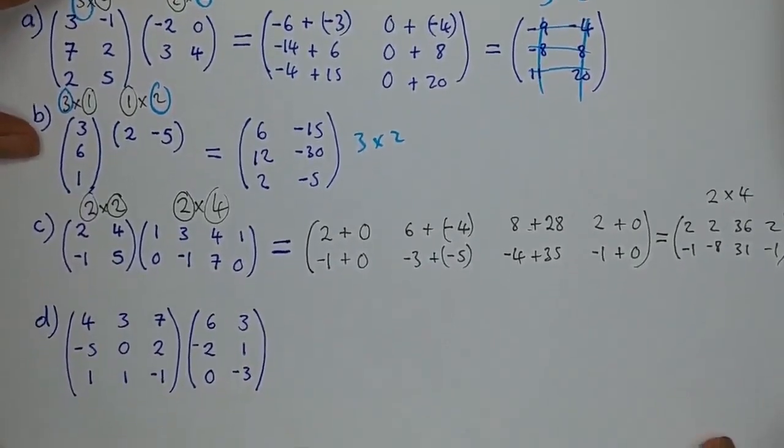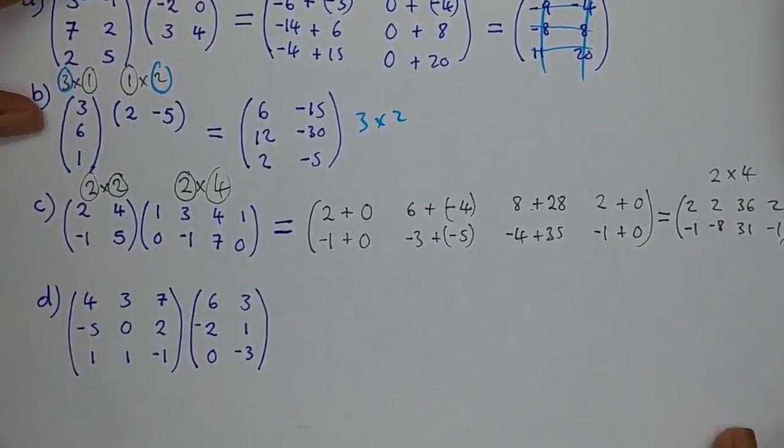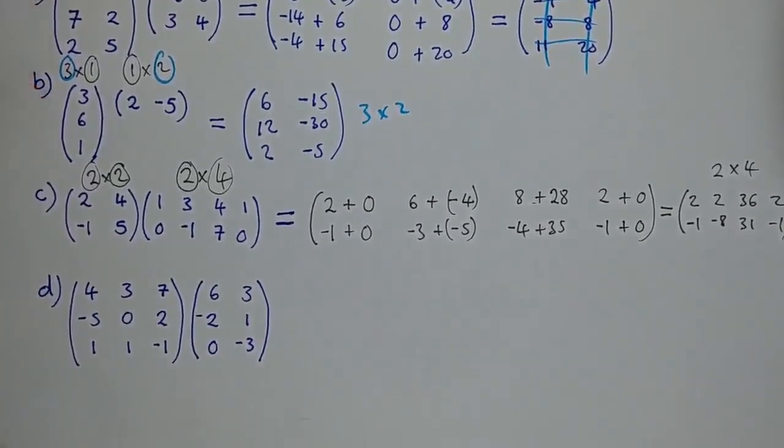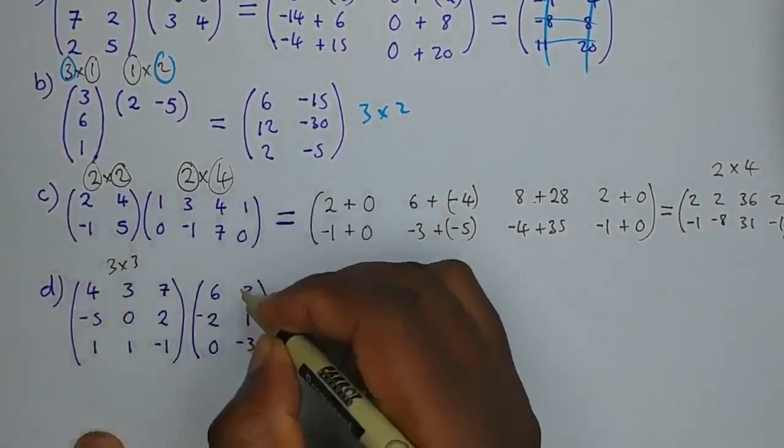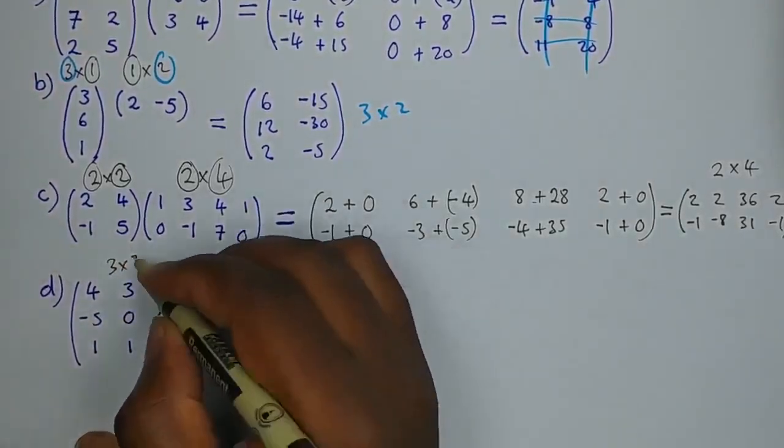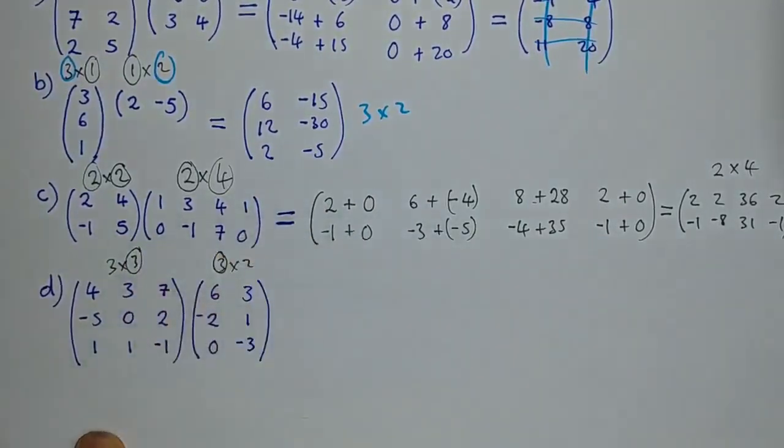So we're going to apply the same concept. It's always row times the columns. So let's state the order. This is a 3 by 3 and this is a 3 by 2. So since these 2 numbers are the same, then we can multiply these matrices.